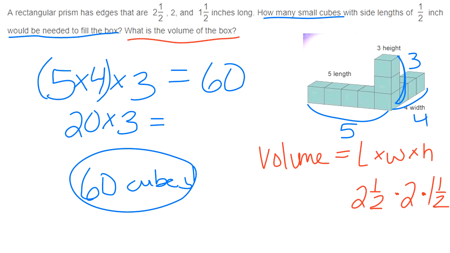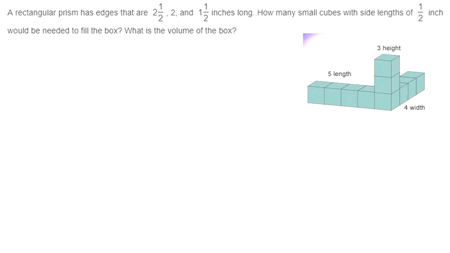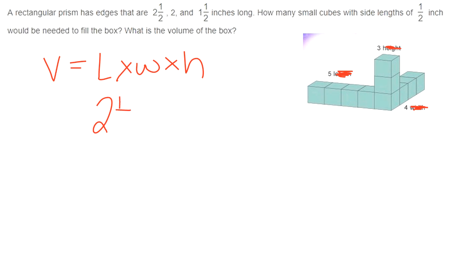So you've got part one, the number of cubes is 60. Now let's find the volume. Okay, so we're going to find the volume by multiplying the length times the width times the height. And even though this says length, I don't like that there. It's not really the width. It's 4 cubes, it's 3 cubes, it's 5 cubes. It's not the same. So we have 2.5 times 2 times 1.5.